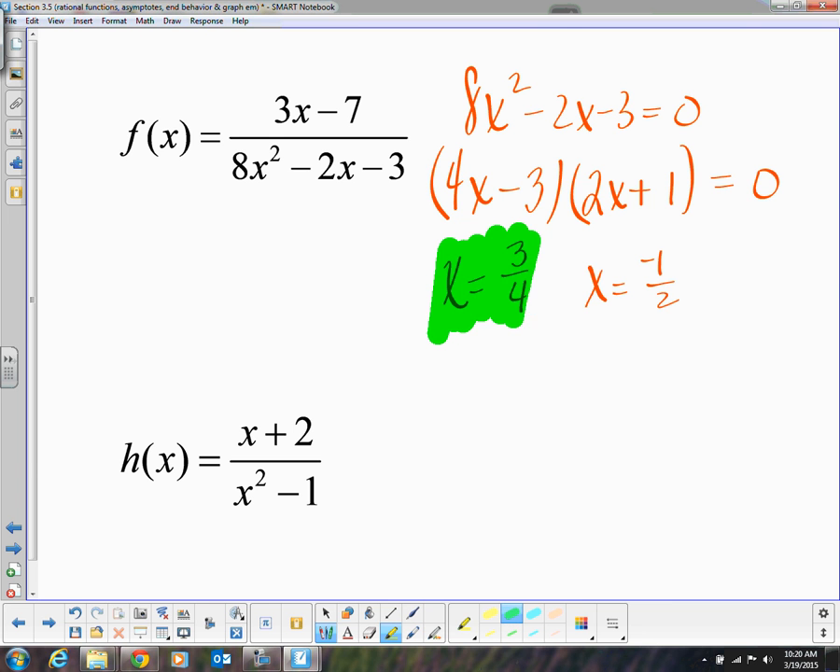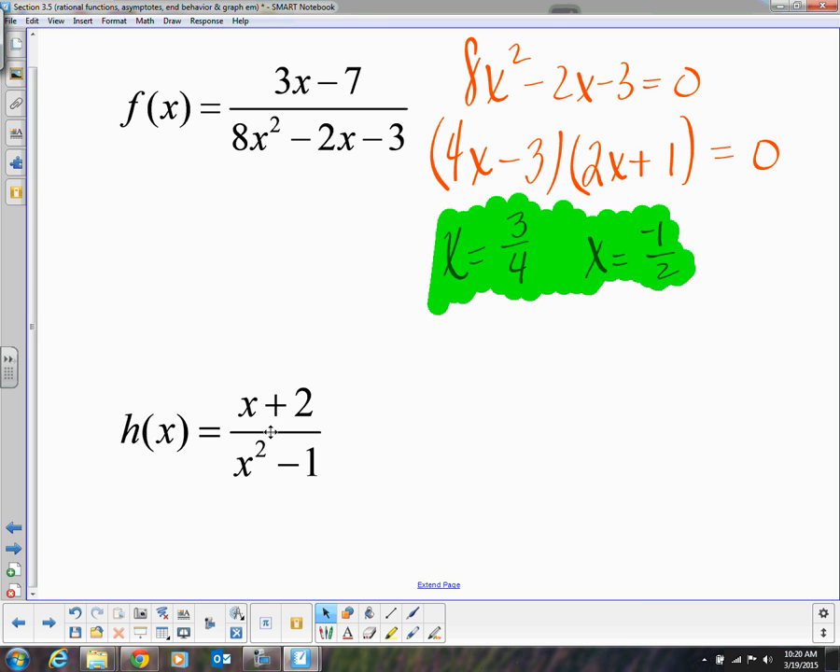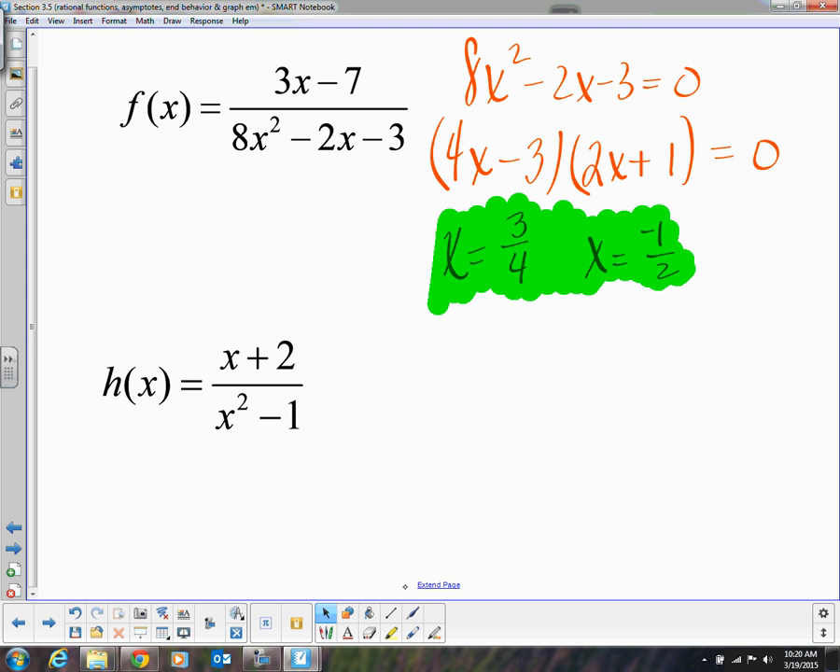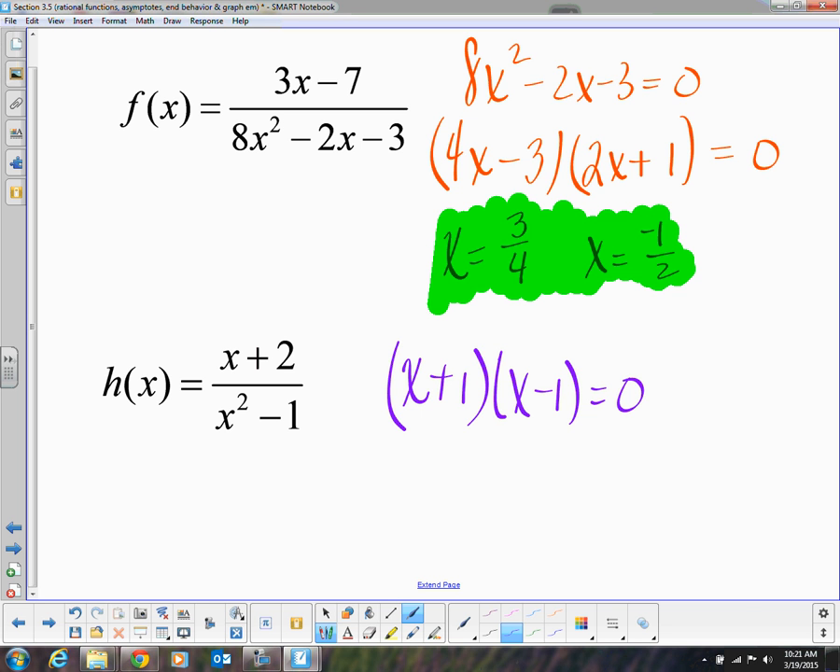What did we just find? The vertical asymptotes. Is that easy? How do we get these vertical asymptotes? x minus 1, x plus 1, set that equal to 0. What do we get? x equals -1 and x equals 1.